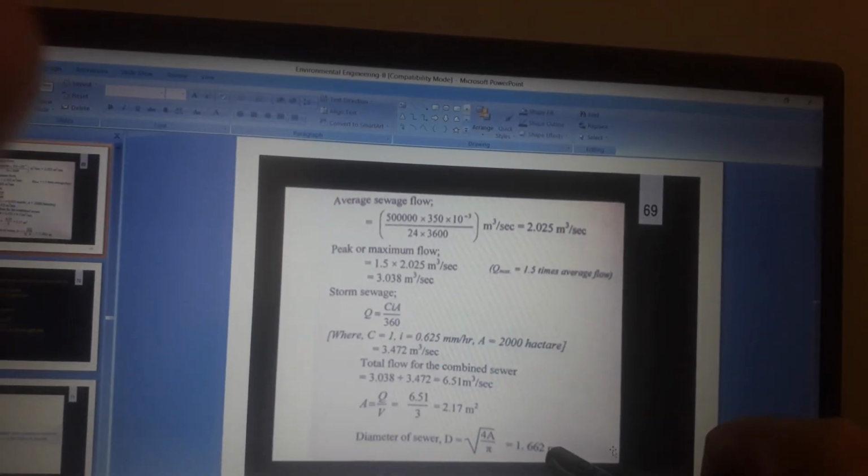Capital A is equal to capital Q by capital V is equal to 6.51 divided by 3 is equal to 2.17 meter square. Diameter of sewer, capital D, is equal to under root of 4 capital A by pi is equal to 1.662 meter.